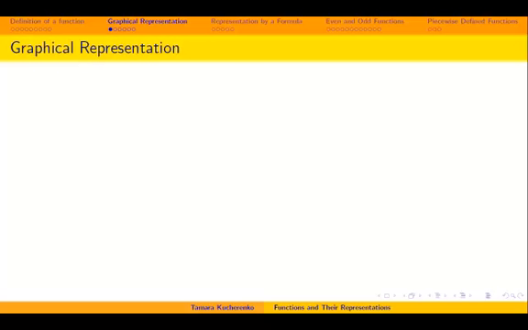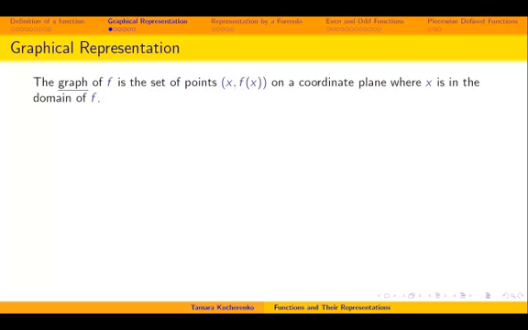Graphical representation visualizes at once key features of a function, such as, but not limited to, extreme points, increasing-decreasing behavior, zeros, and continuity. Such concepts and their importance will be discussed in depth later on. To be precise, the graph of f is the set of points (x, f(x)) on a coordinate plane where x is in the domain of f. Here x attains all the values in the domain of f.